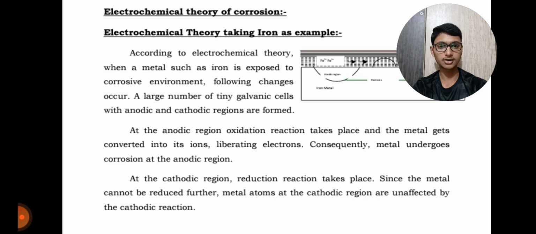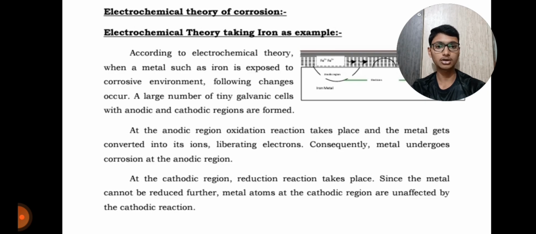Nothing but, according to electrochemical theory, when iron is exposed to an environment, a number of galvanic cells are formed around it, such that anodic and cathodic regions are formed. As we know, the anodic region undergoes oxidation. This oxidation takes place at the metal and it gets converted into its ions. When the metal gets converted into ions, it liberates some electrons. Consequently, the metal undergoes corrosion at the anodic region, whereas at the cathodic region, reduction reaction takes place. Since the metal cannot be reduced further, metal atoms at the cathodic region are unaffected by corrosion.